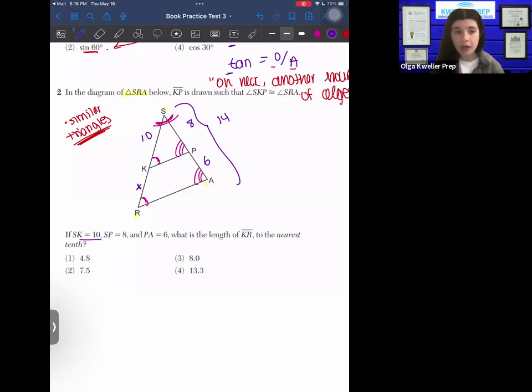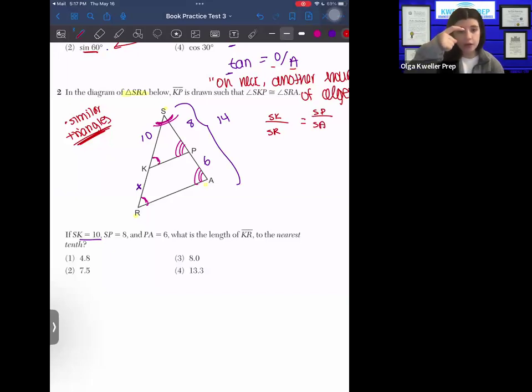We've got similar triangles, so that's already half the battle. We need to set up a proportion. Now we have to think which sides are proportional to which side. So it's going to go SK over SR is equal to SP over SA. Does that make sense to everybody?